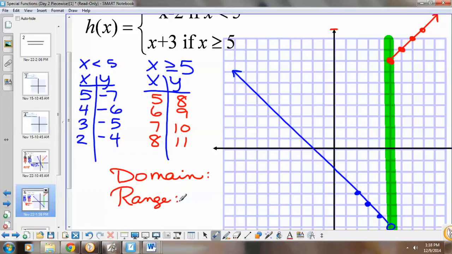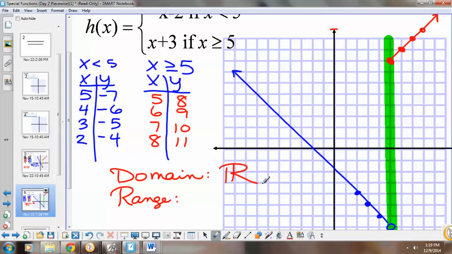Okay, so let's identify the domain and range. Remember, domain is your input. What numbers could I put into this function? All real numbers. Our first t-chart deals with values less than 5. The second one's values greater than or equal to 5. Dawson, you have a range for me? Y is greater than -7. Tell us why. That's correct.